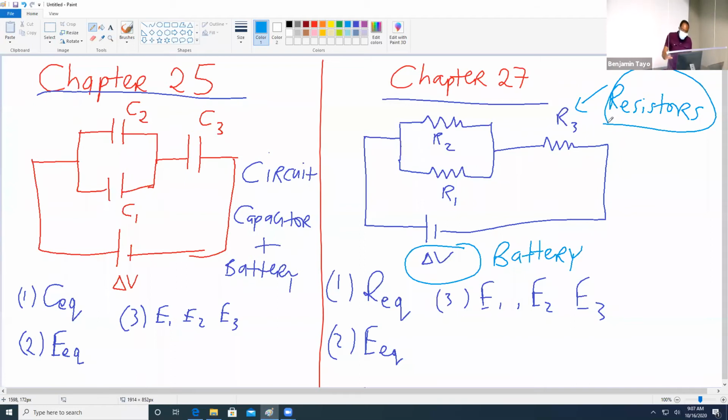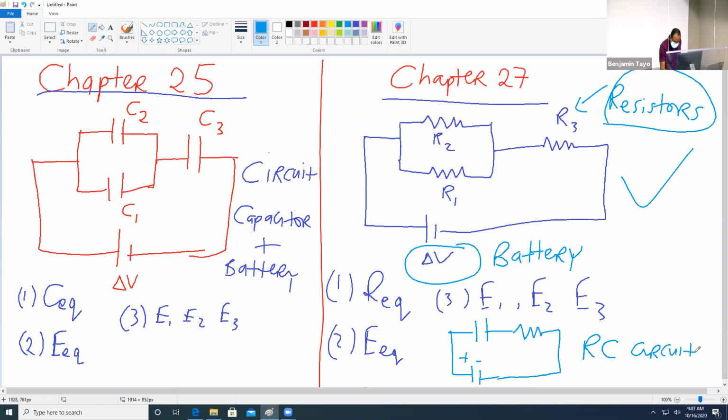Then finally, once we're done with that, we're going to wrap this chapter up by looking at a circuit that looks like this. Notice that this will have a capacitor in it and a resistor in it. This is plus and this is minus. This is called an RC circuit. Do you see why this is called an RC circuit? Because it contains a resistor and a capacitor. All right, so this is just an overview.